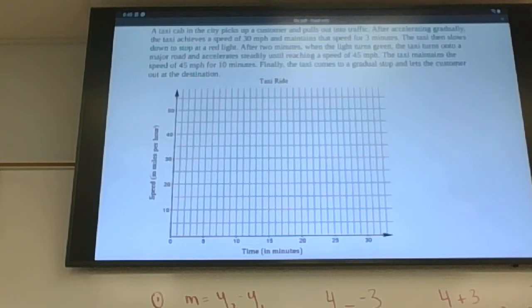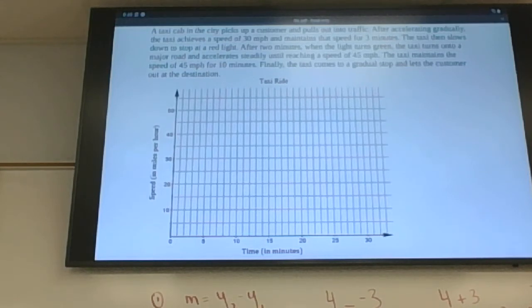A minute is pretty gradual, but that's going to look really steep. I'm just going to gradually get to 30. Mine took 5 minutes, so that's way too long. Let's make it a minute. Mine's 2 minutes. Wait, we have to make a guess? Yeah, it's not exact. It says gradually gets to 30 miles per hour.